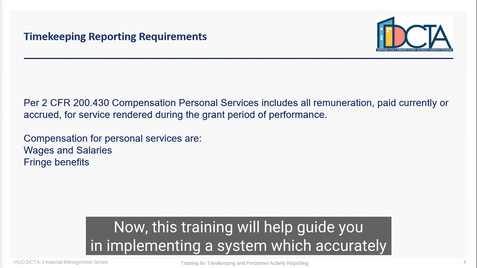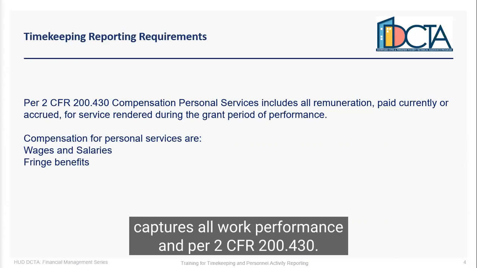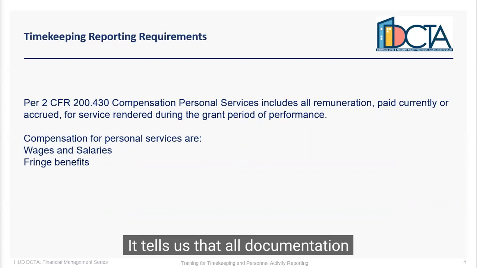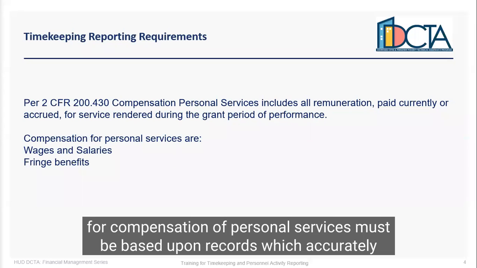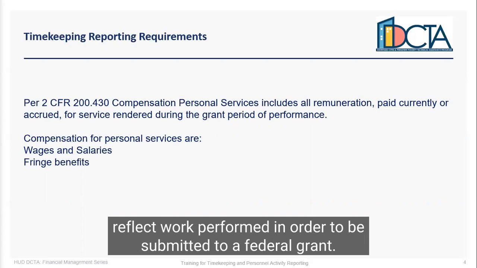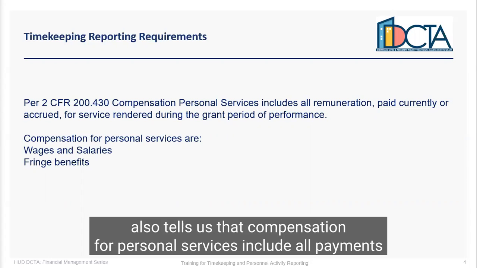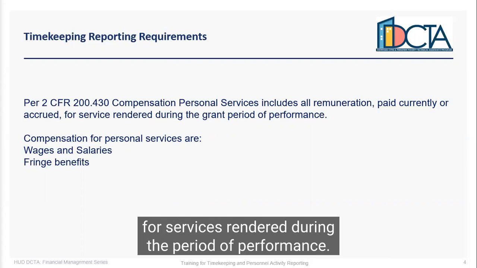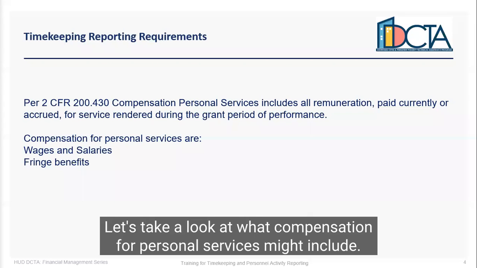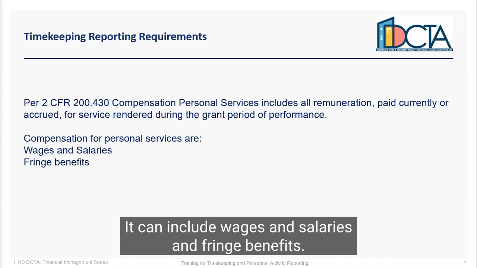Now, this training will help guide you in implementing a system which accurately captures all work performed. And per 2 CFR, Part 200.430, it tells us that all documentation for compensation of personal services must be based upon records which accurately reflect work performed in order to be submitted to a federal grant. 2 CFR Part 200.430 also tells us that compensation for personal services include all payments for services rendered during the period of performance. Let's take a look at what compensation for personal services might include. It can include wages and salaries and fringe benefits.